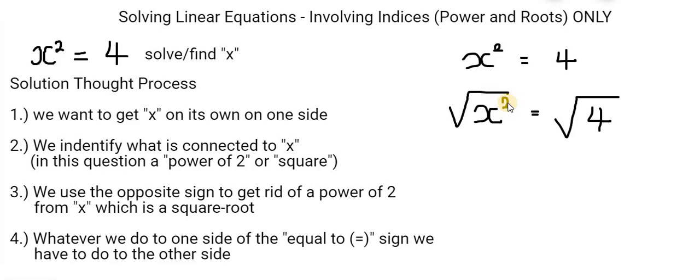Now, square root of x squared serves its purpose, gets rid of the squared, so I just have x, and the square root of 4, that's just 2.